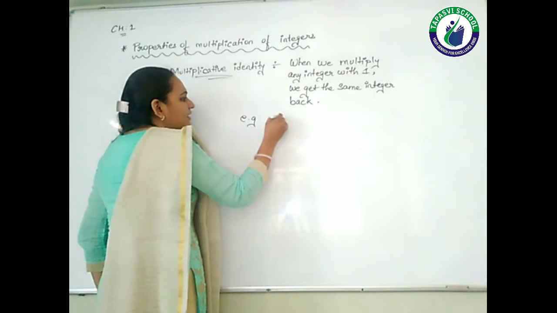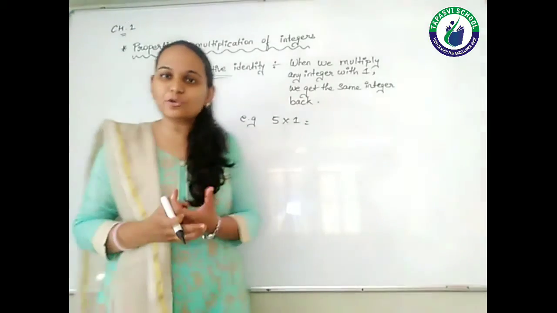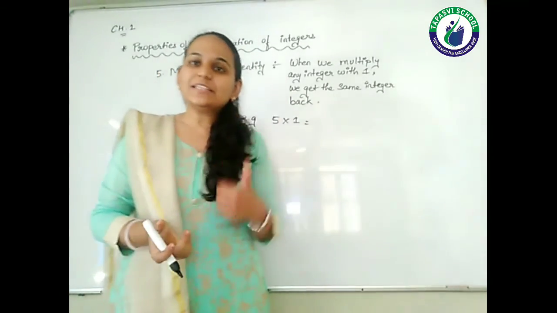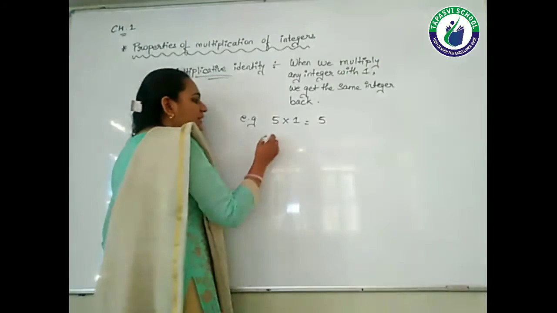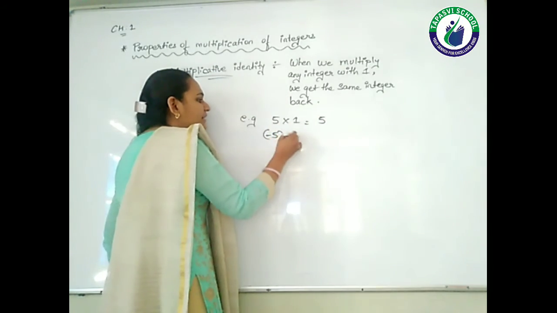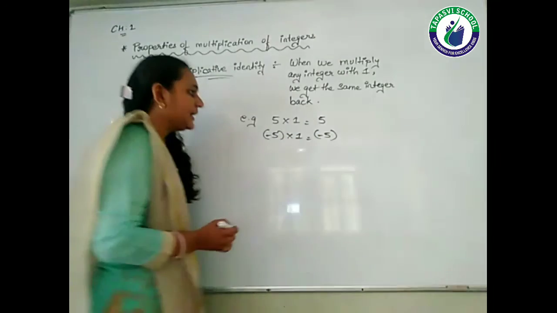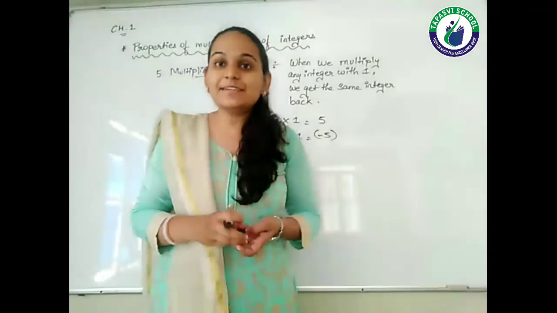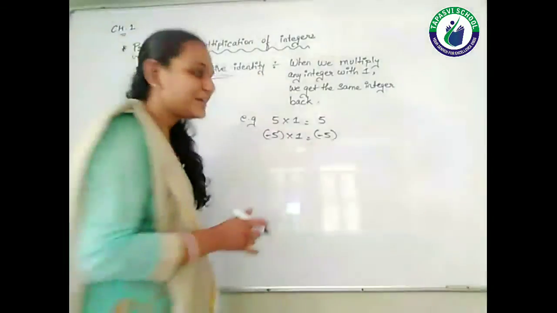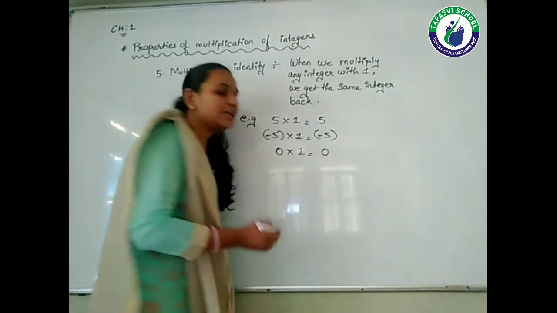Okay, I am taking 5 and 1. Here my 5 is positive, so I am multiplying a positive integer with 1. So I will get the same integer, that means 5 only, back. I am making this 5 a negative, so minus 5 with 1, you will get minus 5. And if you multiply 0 with 1, let's see what answer you get. If you multiply 0 with 1, you get 0 only back.